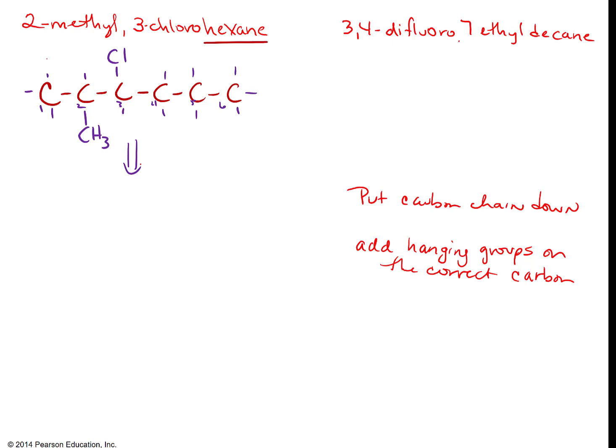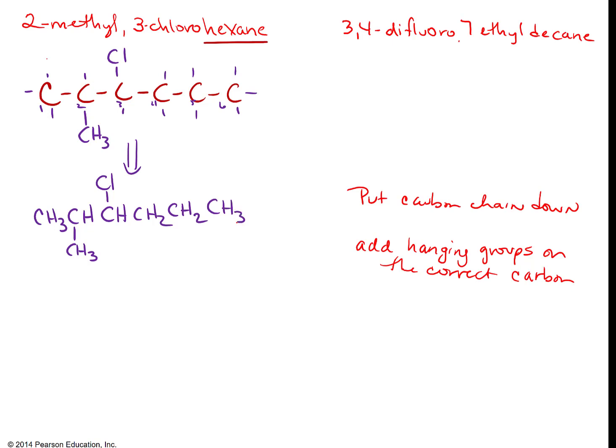So what would carbon 1 look like? Carbon 1, if it was condensed, would be a CH3. Carbon 2 would be what? A CH. And then hanging down would be a CH3. And then the next carbon 3 would be a CH with a chlorine sticking up. Carbon 4 is a CH2, 5, CH2, and 6, a CH3.